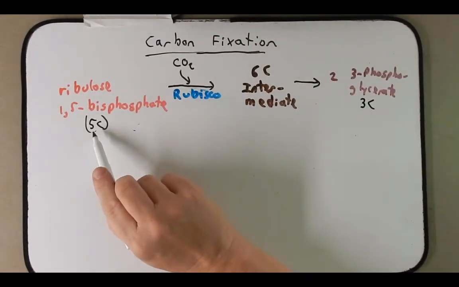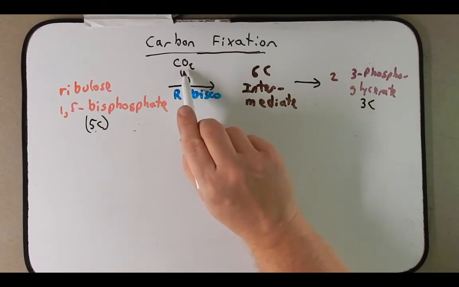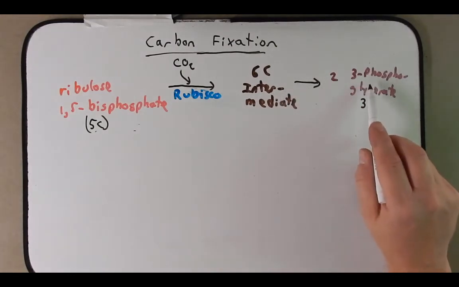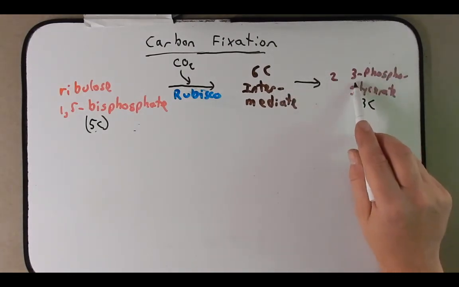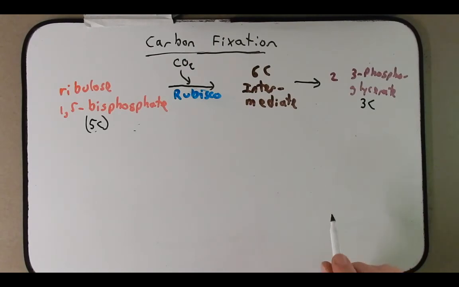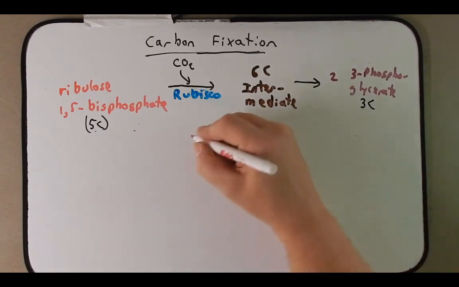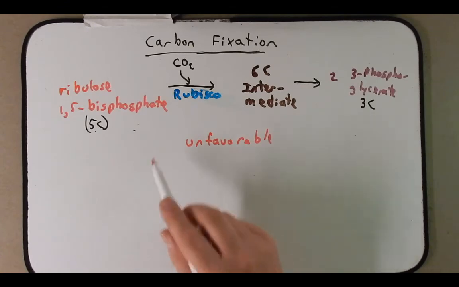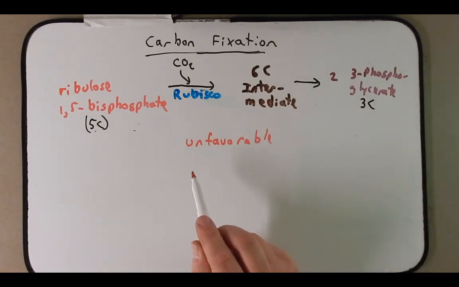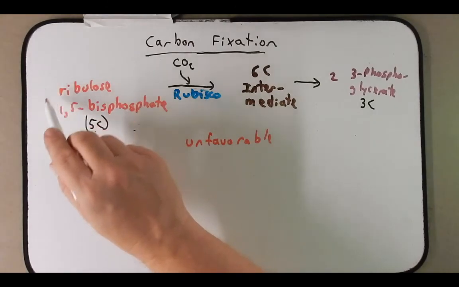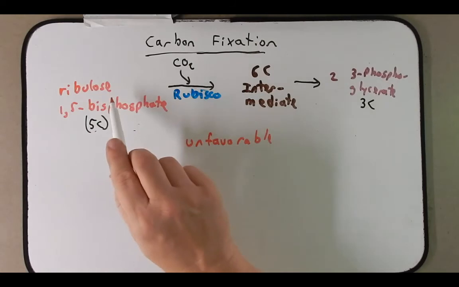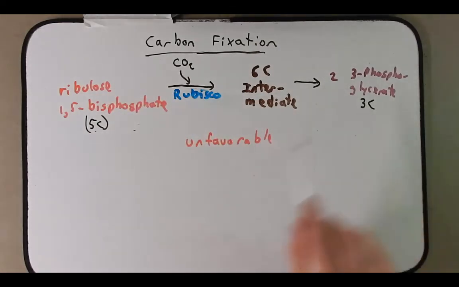So you start off with 5 carbons, you add a carbon from CO2 to become 6 carbons. This short-living intermediate is then converted into 2 3-carbon molecules, phosphoglycerate. Now this reaction, I should state, is largely unfavorable. The way that this reaction becomes more favorable is by having a constant supply of ribulose 1,5-bisphosphate. As long as this is being regenerated at a constant rate, the reaction will become favorable.